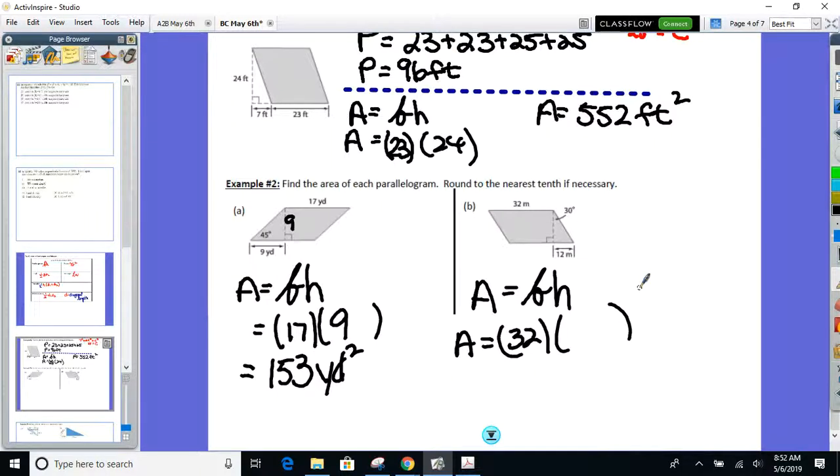What was that rule? What would I do with the side across from 30 to get to the side across from 60? Multiply it by radical 3. So this should be 12 radical 3. And it does say round to the nearest tenth, so give me a decimal here.